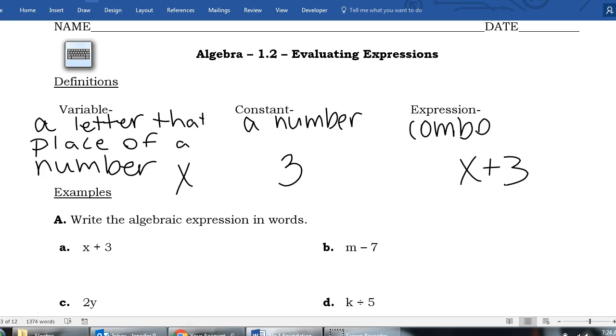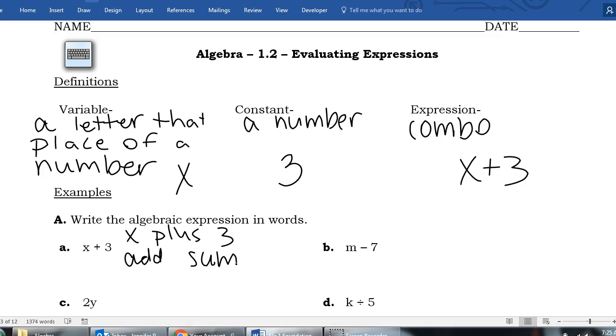Write the algebraic expression in words. So we could just say x plus 3. That's how we kind of read it. But I want to talk about other ways to say plus or add. And generally when we're looking at addition, we would also say sum or total. Those are different ways that you could say that.